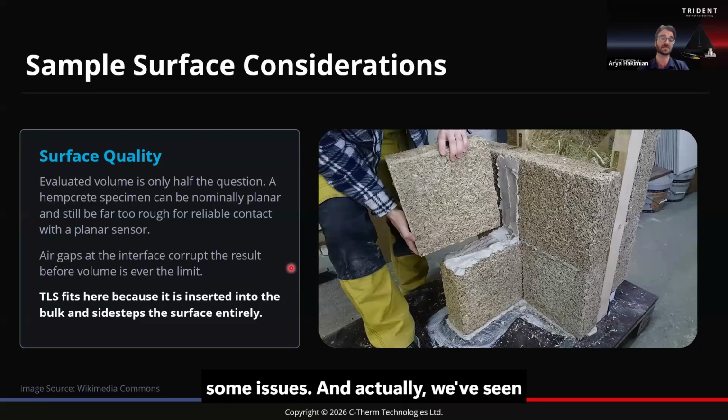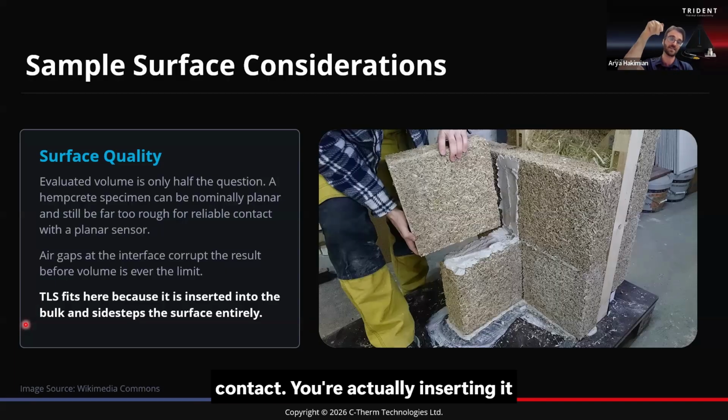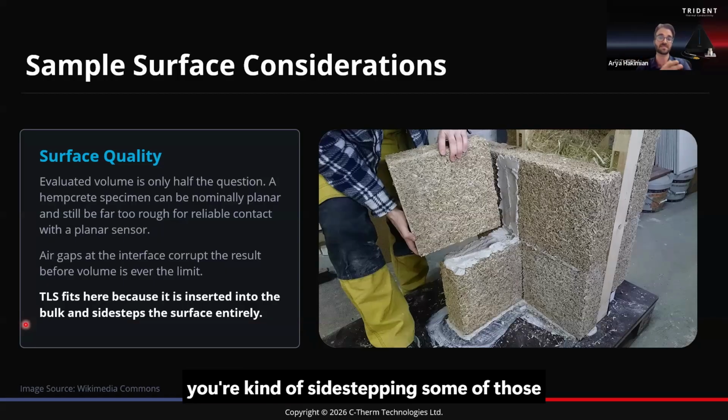And actually, we've seen some really good work here, specifically with the use of the TLS, because we're not dealing with just that surface face contact. You're actually inserting it down into the bulk here. So you're sidestepping some of those contact-based issues that can present themselves.